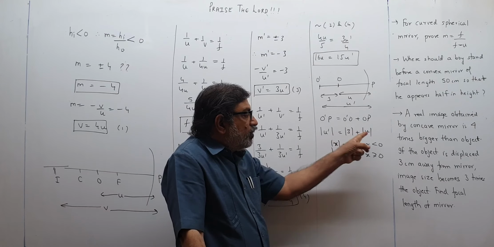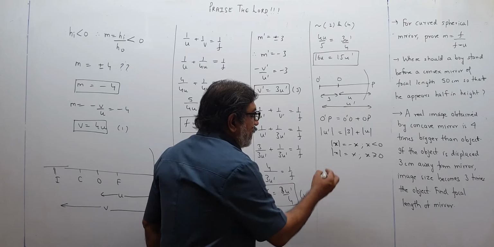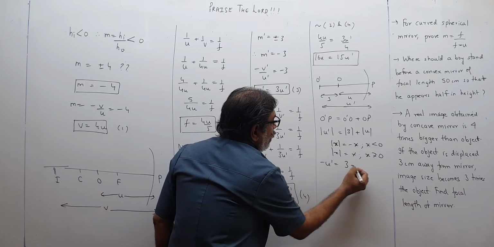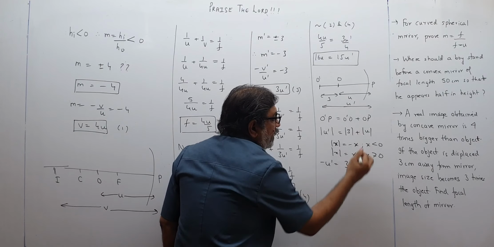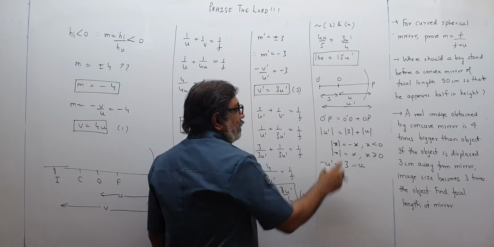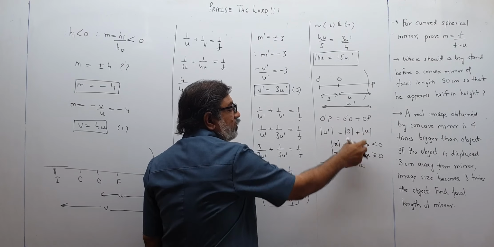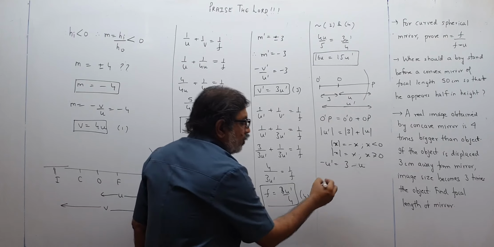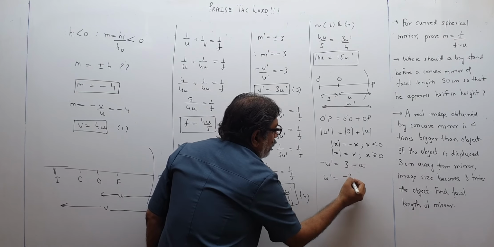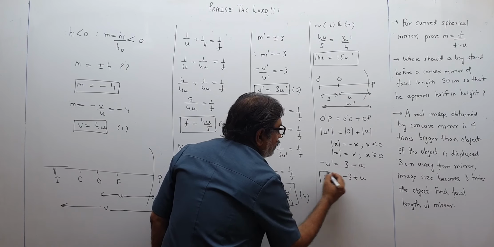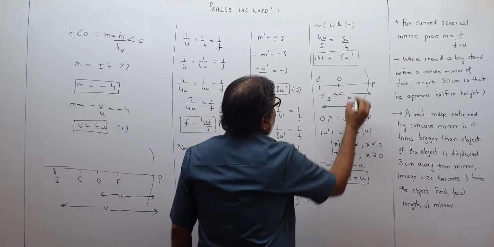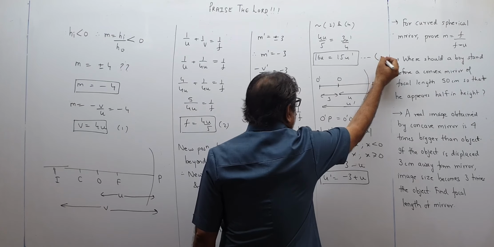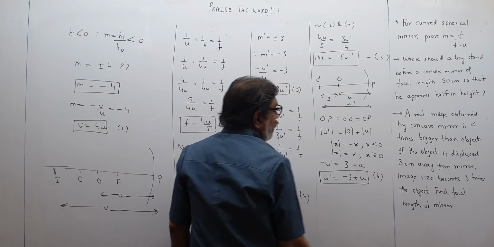मुझे पता है u डैश और u नेगेटिव है, तो ये हो जाएगा माइनस u डैश इज इक्वल टू 3, और ये भी u नेगेटिव है तो माइनस u. 3 का मॉड तो 3 रहेगा, u नेगेटिव है तो माइनस u, u डैश नेगेटिव है तो मॉड माइनस. तो u डैश बिकम्स इक्वल टू माइनस 3 प्लस u, साइन चेंज कर दिया. इक्वेशन नंबर 5 और ये आ गई थी 6.